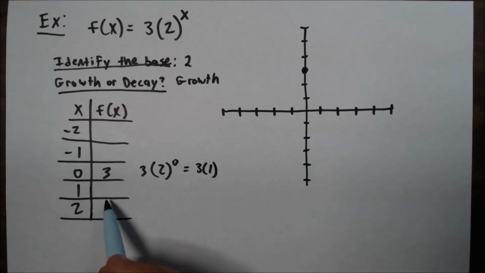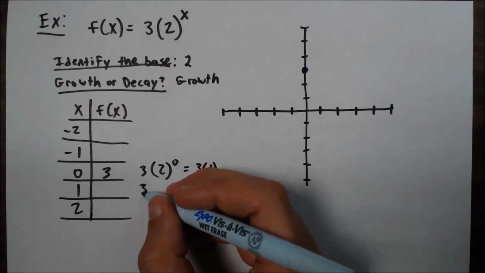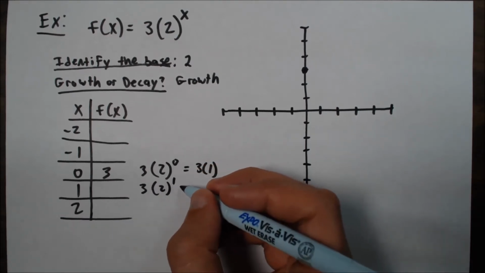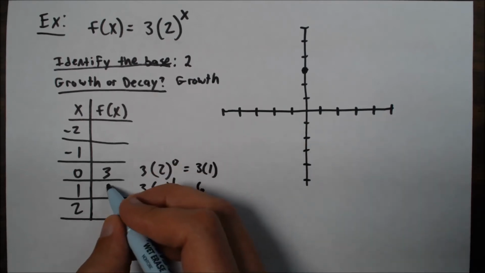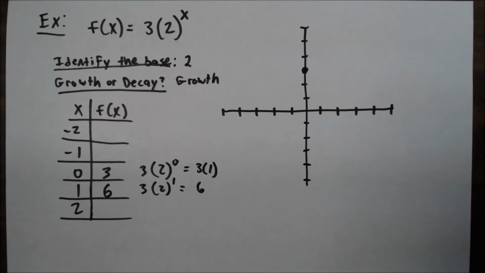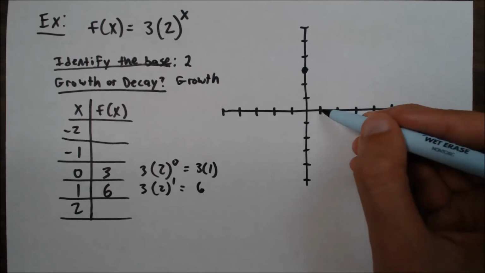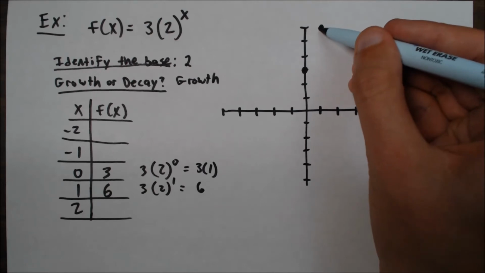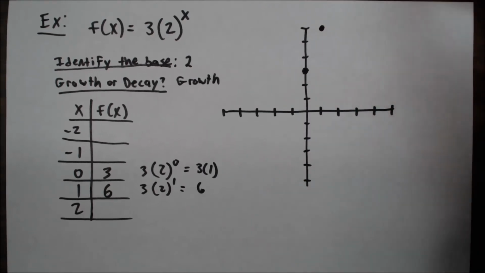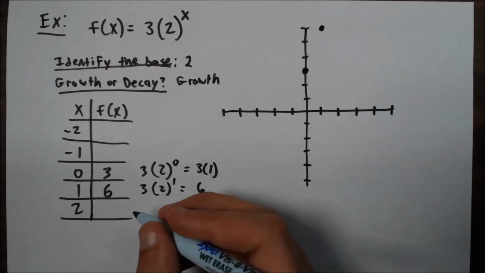Okay, let's plug in a 1. That'll be easy, right? So 3 times 2 to the first. That's 3 times 2, which is 6. Okay, so we can plot that. 1, 1, 2, 3, 4, 5, 6. There's the point 1, 6. Now anything to the right of this is going to be off my graph. I'll go ahead and put it on the table though.